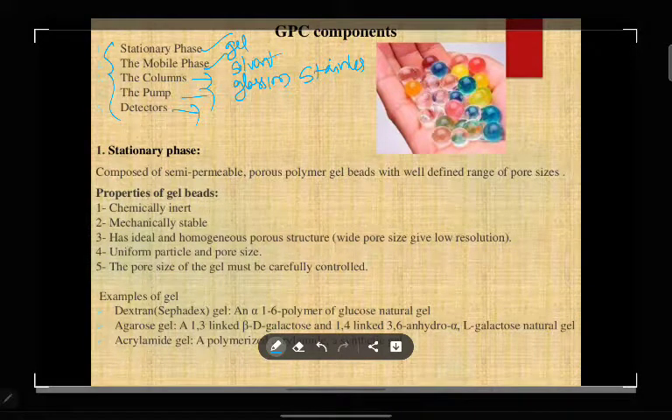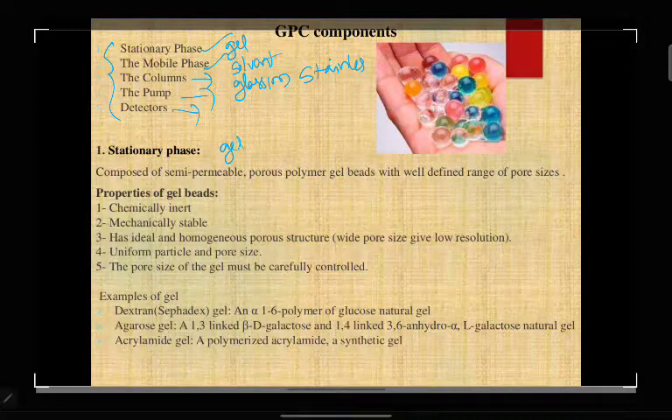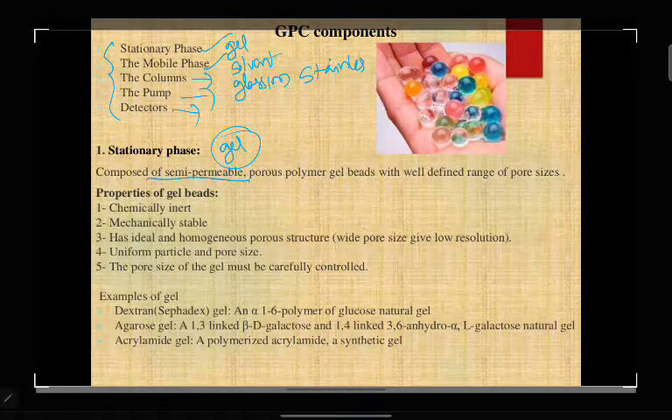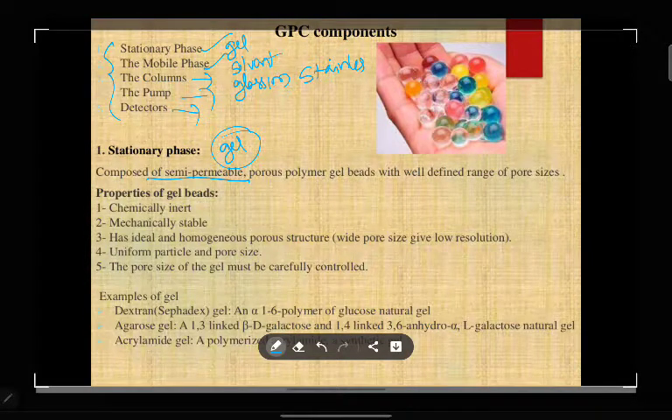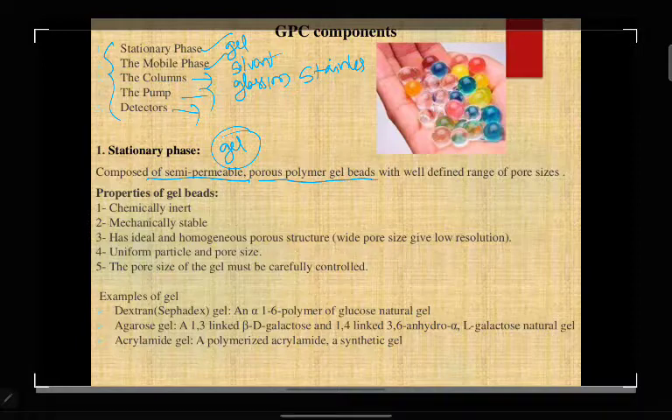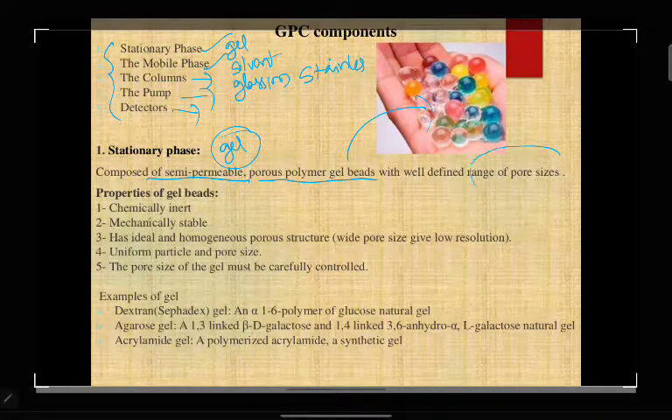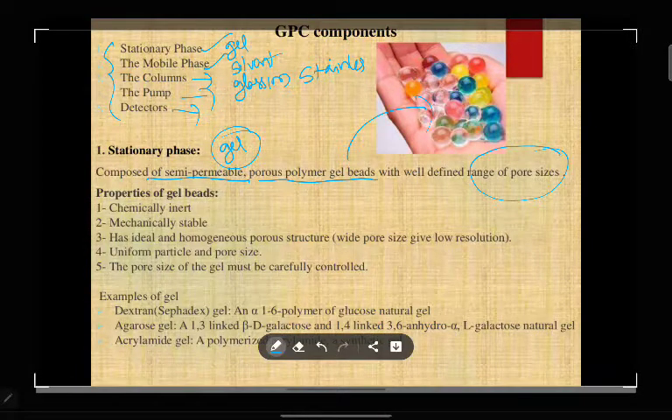So the other name for stationary phase is what? Gel, isn't it? Gel is semi-permeable in nature. At the same time, it is like a porous polymer gel bead. You can see in the diagram: these are semi-permeable, porous polymer gel beads. These gels have different pore sizes.